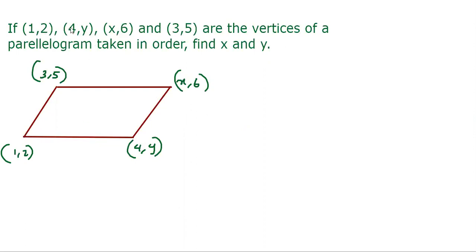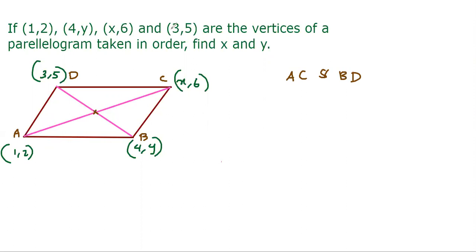How to find x and y? Since this is a parallelogram, you can mark the diagonals first. I am marking the diagonals now. These are the 2 diagonals. Now, if you want, you can name the parallelogram. Let me name it as A, B, C and D. Now, the diagonals are AC and BD. So this point will be the midpoint of AC as well as the midpoint of BD. So this point will be the midpoint of both the diagonals.